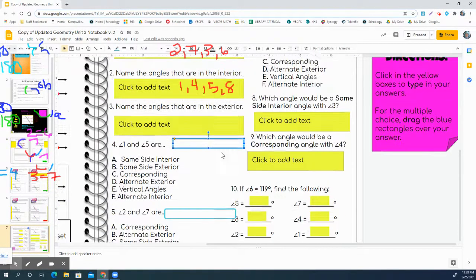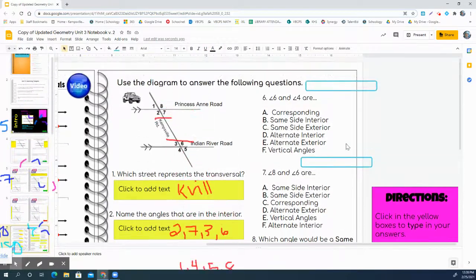Hopefully you're all doing this in your notebook. What about 4 and 6? What's that an example of? Vertical, 100%. Those are vertical. 4 and 6, also in the same intersection, they are vertical. So circle it, mark it, highlight it, drag the box onto it, whatever you need to do to make sure that you know that 4 and 6 are a pair of vertical angles.